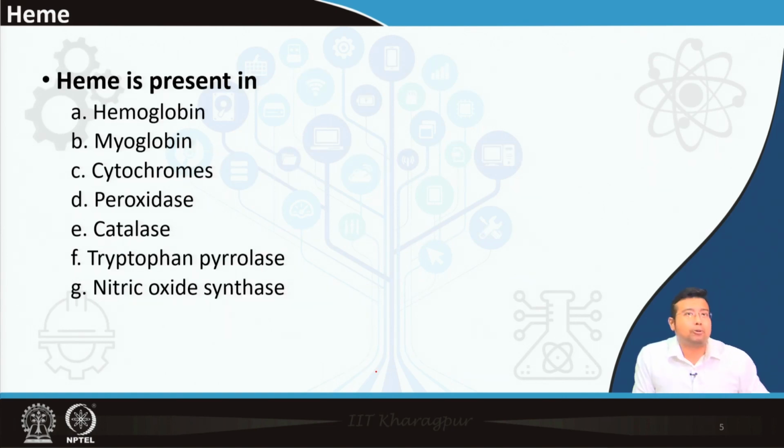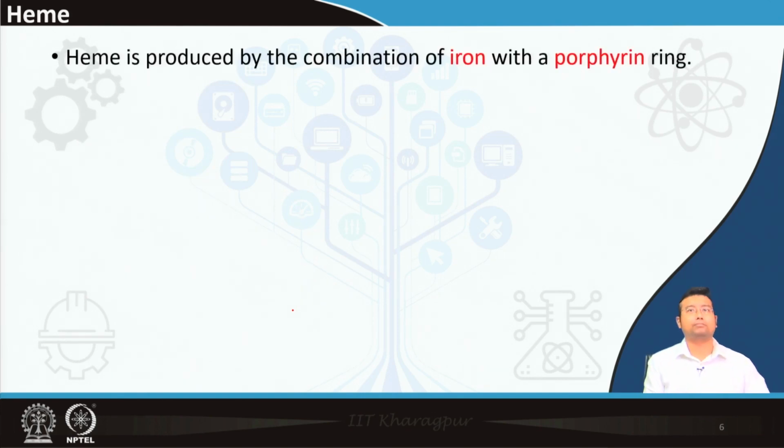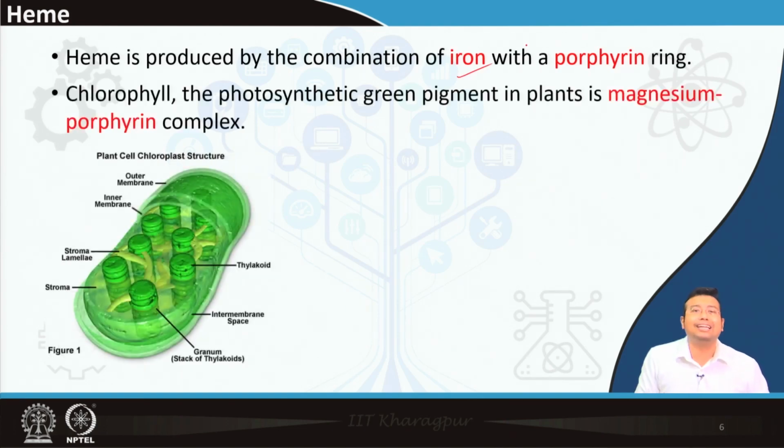Why do we need to know so much about heme? Because heme is not only present in hemoglobin, it is also present in myoglobin, cytochromes, and enzymes like peroxidase, catalase, tryptophan pyrrolase and nitric oxide synthase. Very important, these enzymes also contain heme, and you may get a multiple choice question where each of these may be given as an answer which you can choose directly, or in an all-except type of question. So, first things first, heme is produced by the combination of iron with a porphyrin ring.